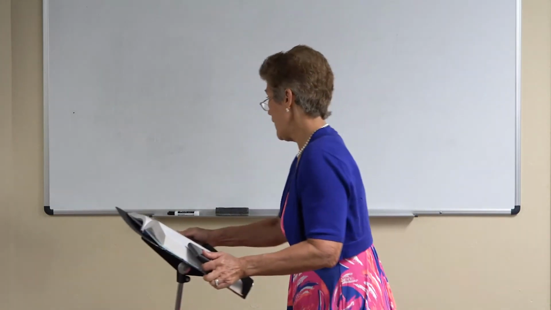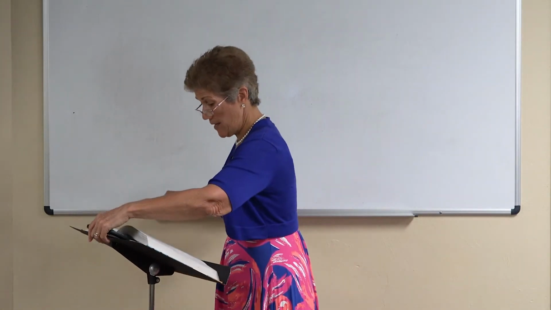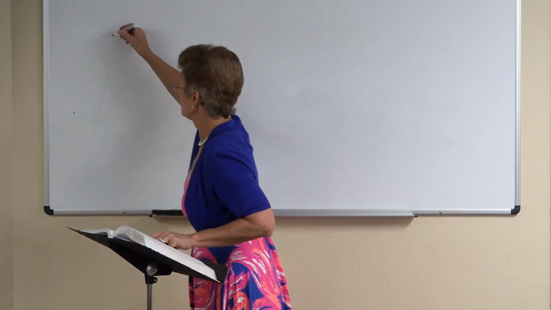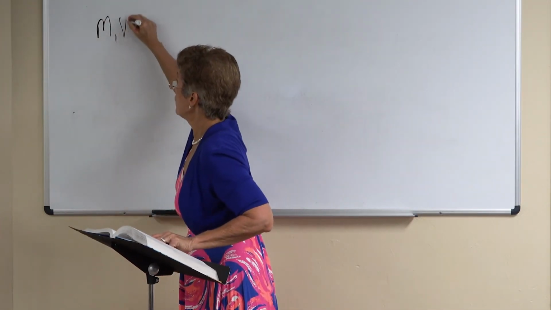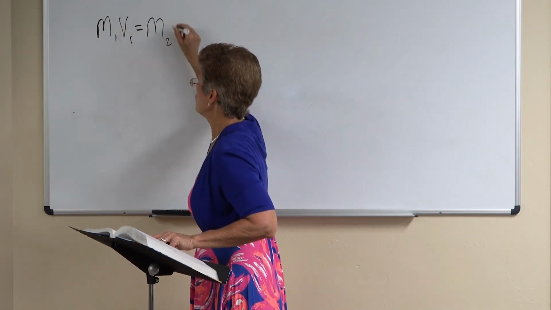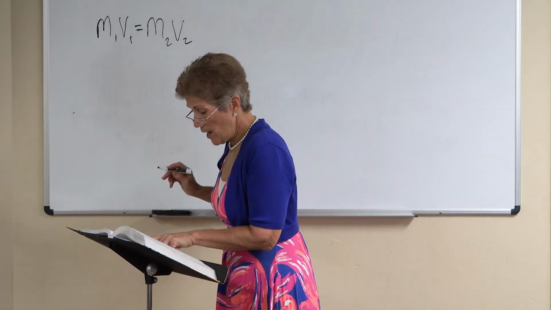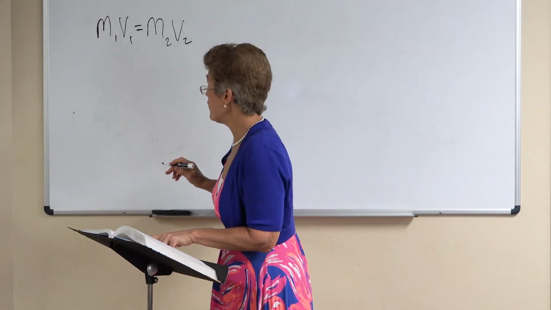Number 20, concentrated acetic acid is 17.4 molar. How would you make 250 mils of 3.5 molar acetic acid solution from concentrated acetic acid? The easiest way to do this, in my experience, is to use M1V1 equals M2V2. So we have M1V1 equals M2V2, and the concentration of the acetic acid is 17.4.